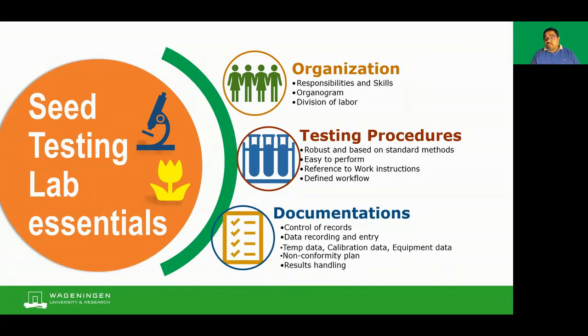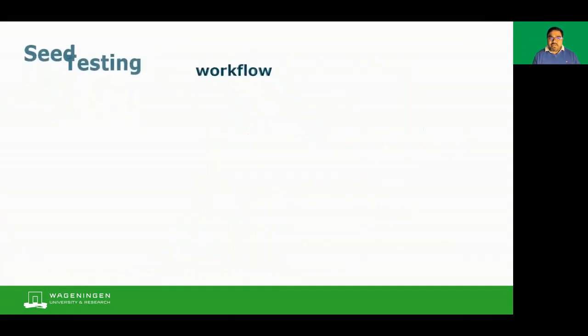Then come the documentations. The documentations are very important, like the control of records. These are all based on the International Organization for Standardization, ISO. We should have data recording and data entry procedures: temperature data, calibration data, then the equipment data. All these things have to be there inside the laboratory. Then a non-conformity plan: how we will handle it if some test errors occur while doing the test. And the results handling: what are we going to do with the result? If the results are not done in the right way, should we communicate or should we do the retesting? All the decision making should be specified.